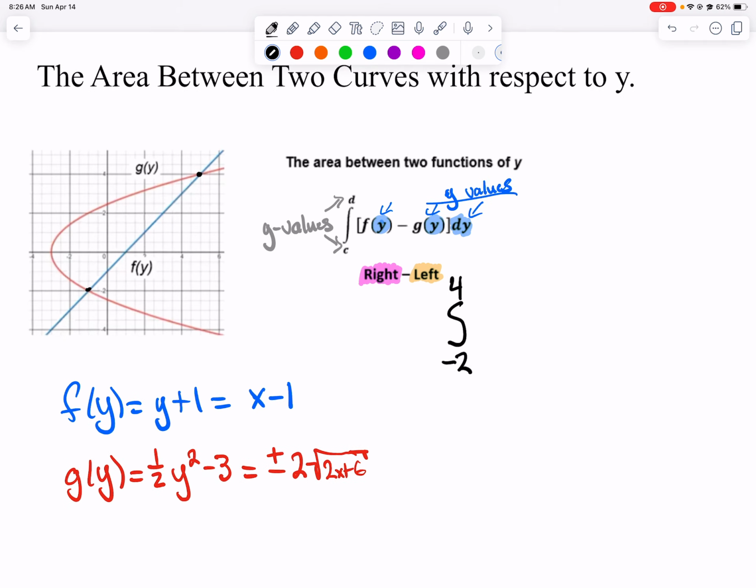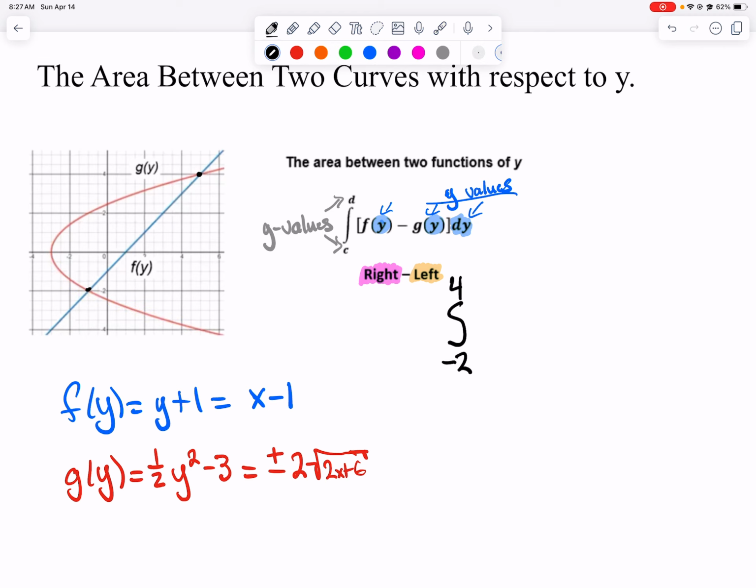Here I have both lines, f of y equals y plus 1. I also wrote the x interpretive of that if you wanted to see that. And then I have g of y equals 1/2 y squared minus 3. If we are going to use the x interpretive of that function, we have to have this plus and minus symbol. And the reason why is the positive counterpart is only going to give us the top portion, while the negative gives us this bottom portion. So different little idea there.